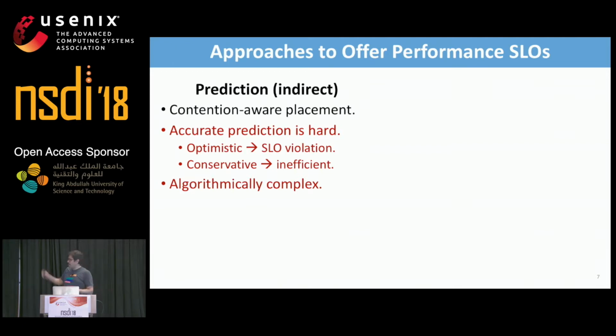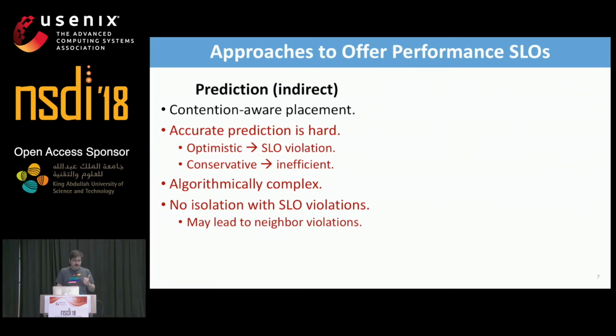The other thing, even if we have a good predictor, using it is algorithmically complex. And finally, let's assume we have a good predictor. Let's assume we nail the algorithmic part. The challenge we have at the end of the day is that if one of the tenants violates its SLOs because it deviates, or it's under DDoS, there is no isolation between that NF, or that function, and the neighboring function.